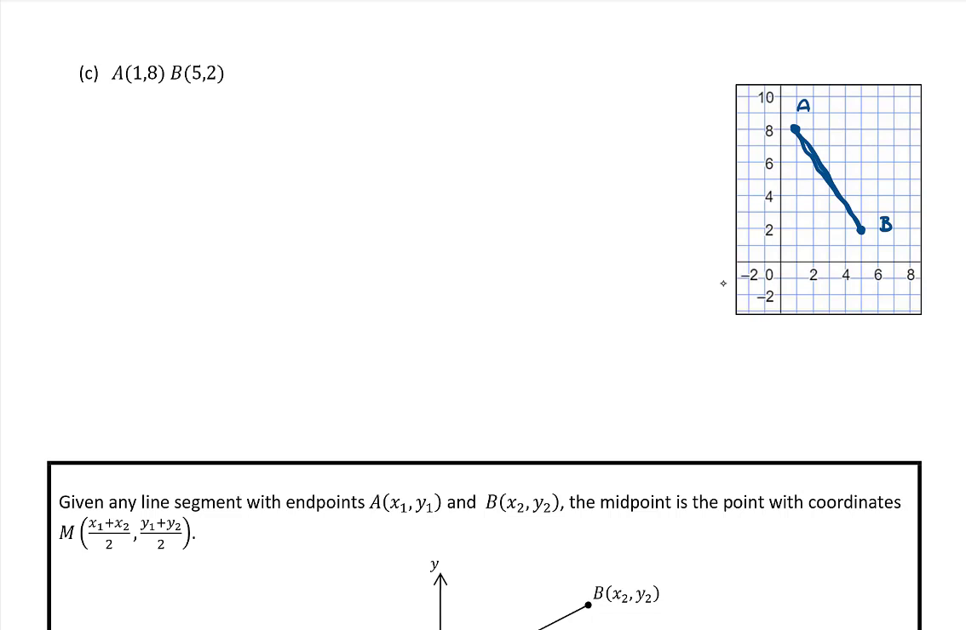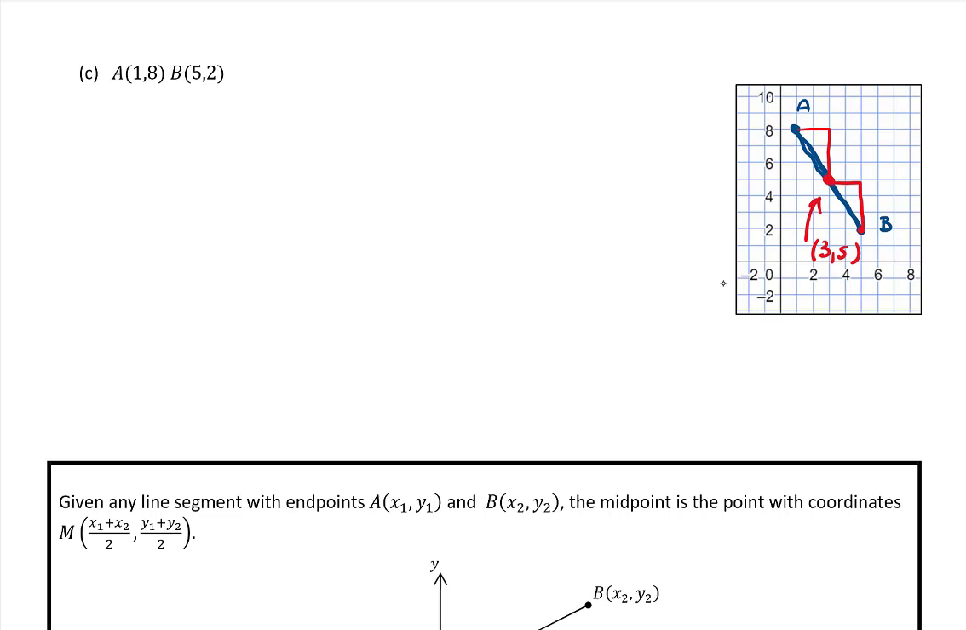If I want to find the midpoint, using the diagram, I could just count squares and I can see if I go 2 over and 3 down, I hit this point, and if I go 2 over and 3 down, I get to that end point. So I do have a midpoint right here, and the midpoint, if I count over, is 3 units to the right and 5 units up.